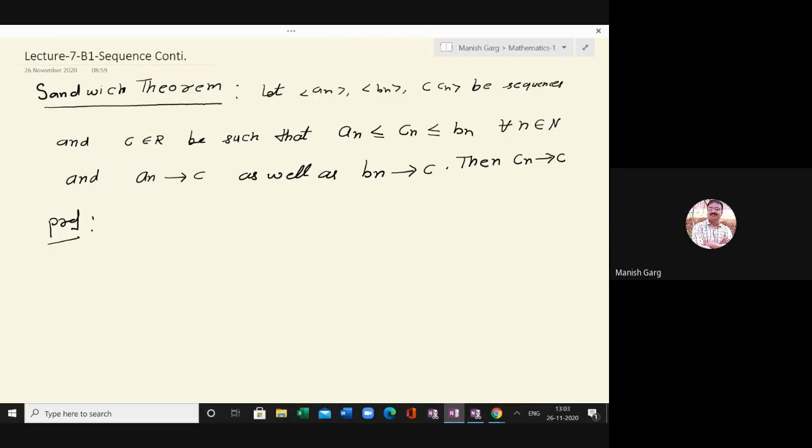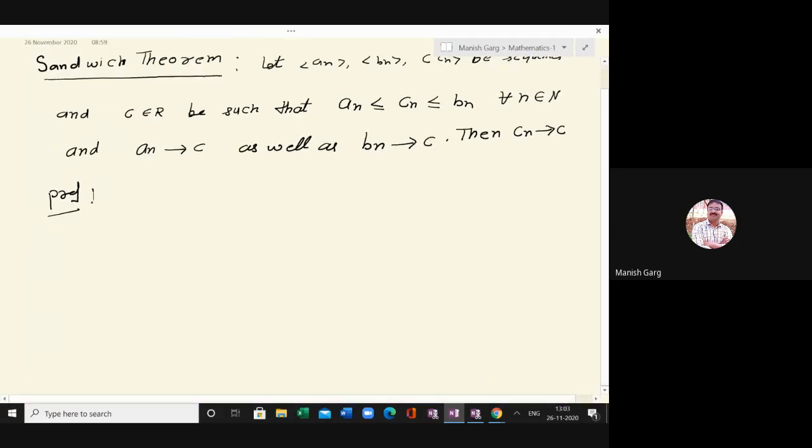Now, some students were interested in the proof of this. The proof is simple, so I am doing the proof of this theorem. Let epsilon greater than 0 be given.